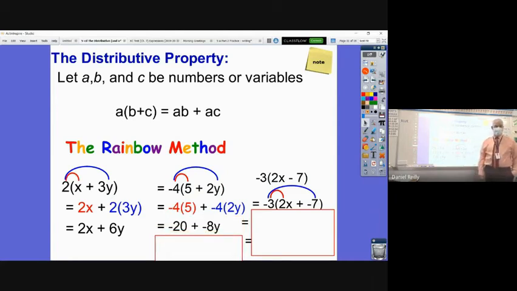-20 plus -8y. Why is that the answer? That's the answer, though it could be cleaned up a little bit. Because plus -8y, I don't really like the way that looks, so I might change it. Adding a negative is the same as subtracting. So I could change this to -20 minus 8y. It'd be the same thing, right? Plus -8y is the same as minus 8y.